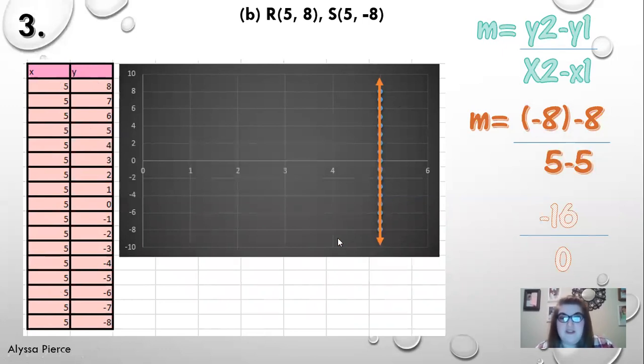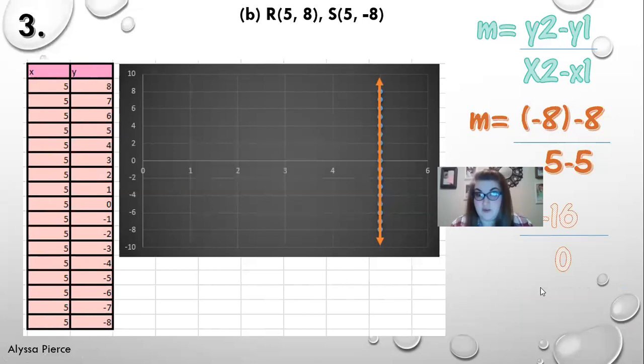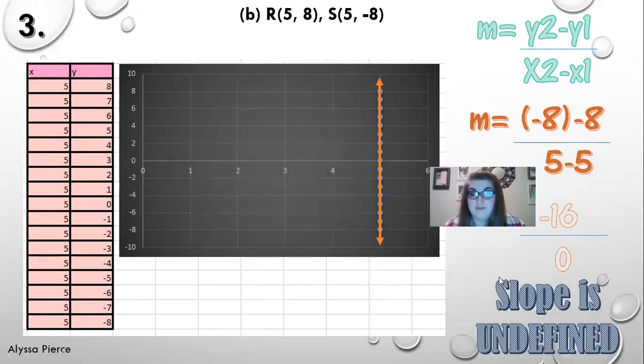And you're asking, well, you just said use a right triangle. How can we do that here to find the slope? Well, I decided to do it algebraically. So let's find that slope formula. The slope formula is m equals y2 minus y1 over x2 minus x1. So whenever we input these numbers there, we end up with -8 minus 8 and 5 minus 5. That comes out to be -16 over 0, which means the slope is undefined for this one.